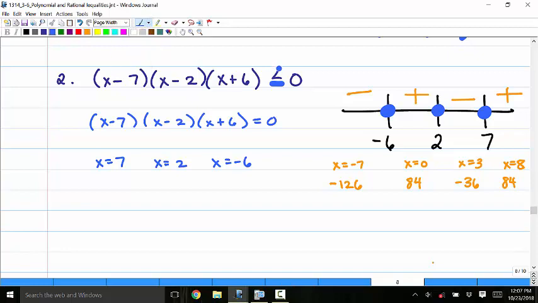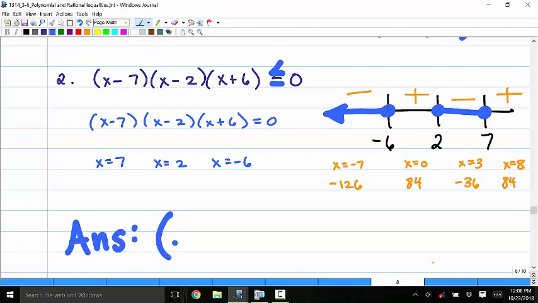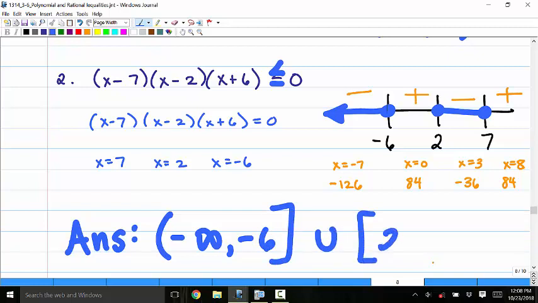Because I want the values that are less than or equal to, I want the negatives. So I want this piece and this piece. My answer is negative infinity to negative 6 with a bracket, union 2 to 7 with a bracket.